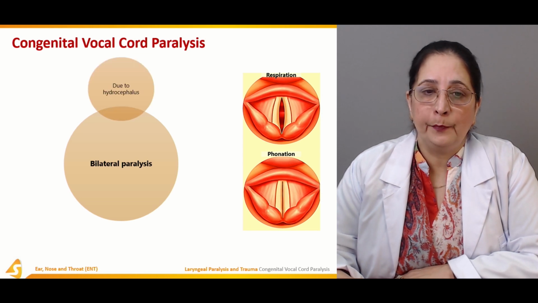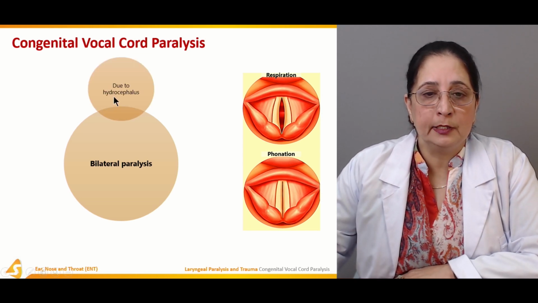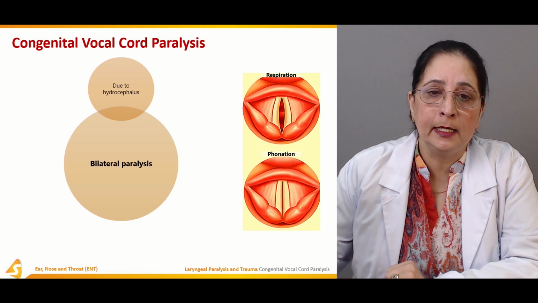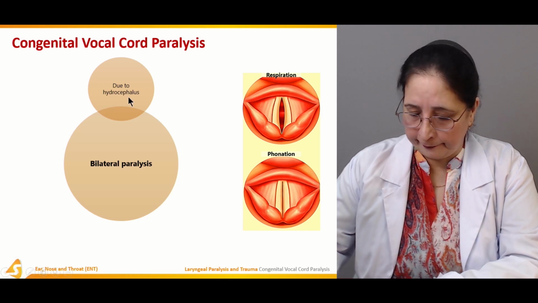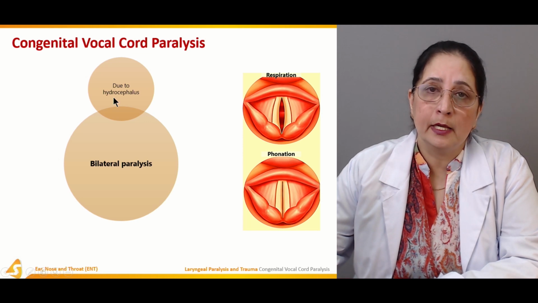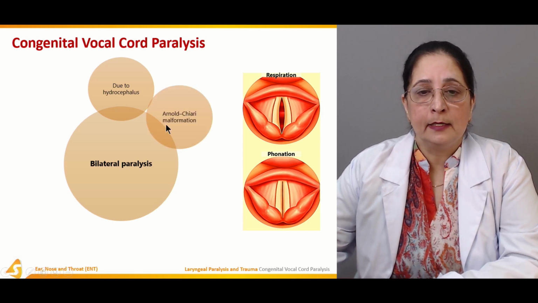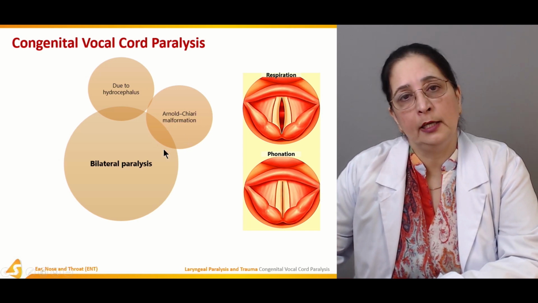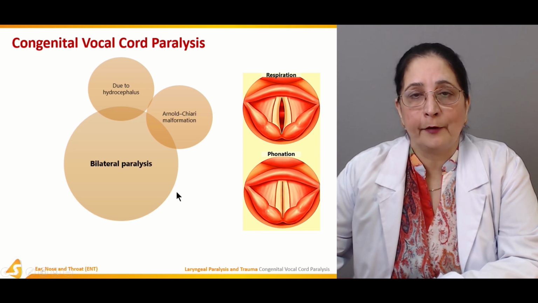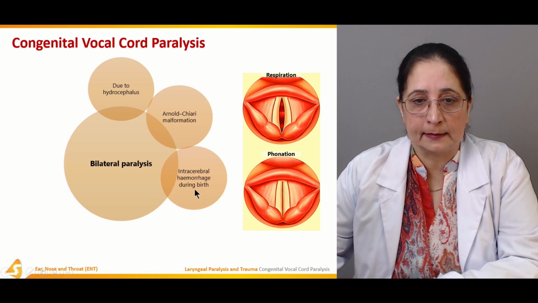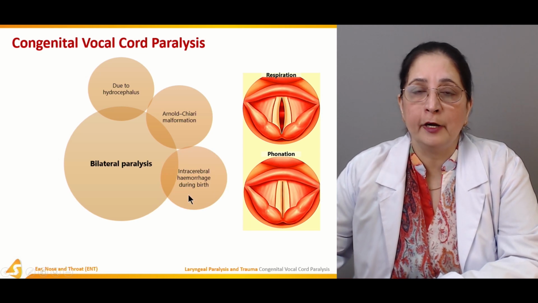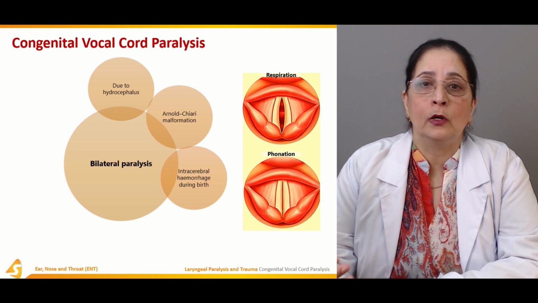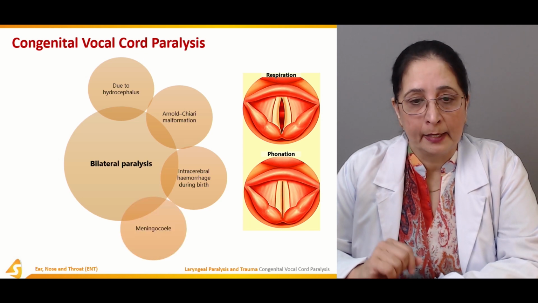Bilateral paralysis is due to conditions like hydrocephalus, in which there is accumulation of fluid in the brain. Hydro is for water, cephal is for the brain. There is another condition known as Arnold-Chiari malformation. In this also there is congenital bilateral paralysis. Intracerebral hemorrhage during birth, if there is any bleeding in the cerebrum, can also lead to bilateral paralysis.